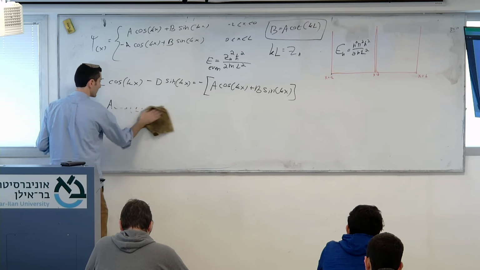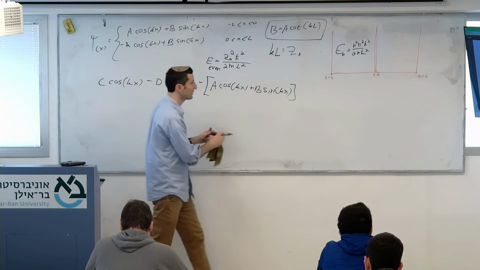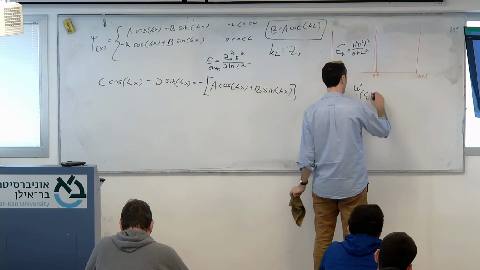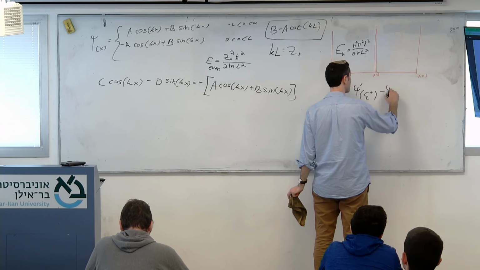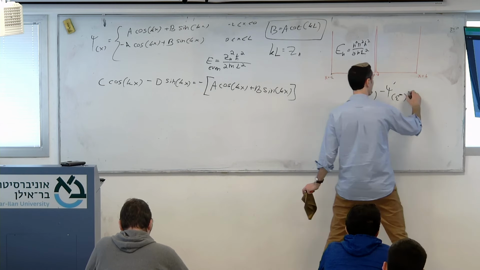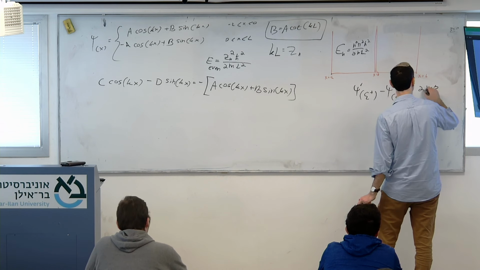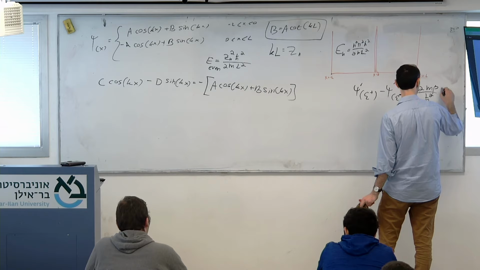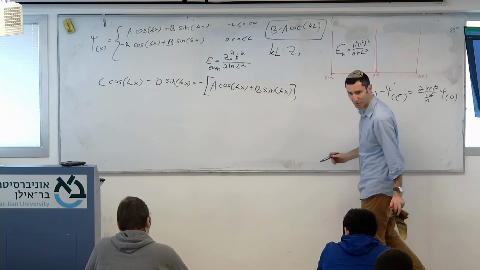What I'm left with is the thing I just erased before, which is psi prime of epsilon plus minus psi prime of epsilon minus must be 2m beta over h bar squared times psi of 0.